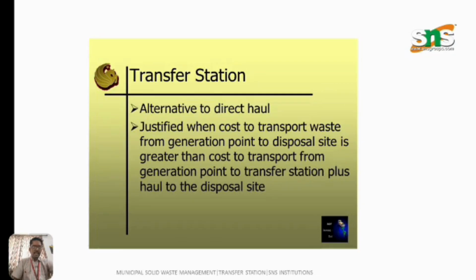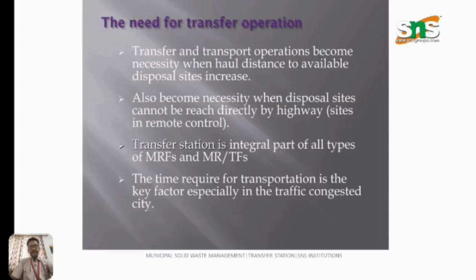Transfer stations are an alternative to direct haul, justified when the cost to transport waste from the generation point to the disposal site is greater than the cost to transport from the generation point to the transfer station plus the haul to the disposal site. The need for operations: transfer and transport operations become a necessity when haul distances to available disposal sites increase, and also when disposal sites cannot be reached directly by highway.